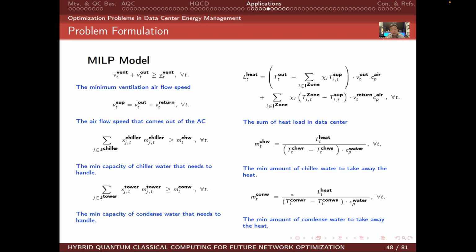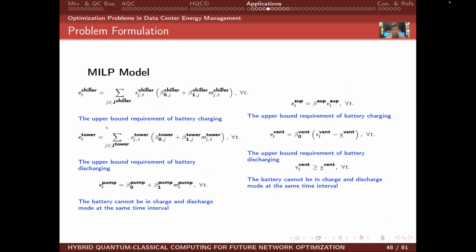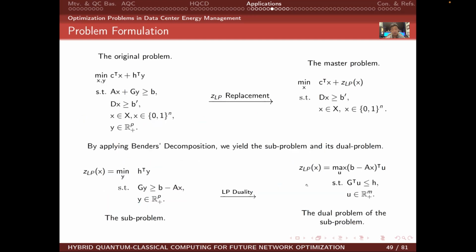Anyway, we have other constraints like the minimization of venting airflow speed that comes out of the AC, the minimum capacity of chilling water, and the minimum capacity for the condensed water, the sum of heat load, the minimum amount of chilling water, the minimum amount of condensed water. And there are many other ones, upper bound for the battery, upper bound for the battery discharging, and the battery will not charge and discharge at the same time, and so on.